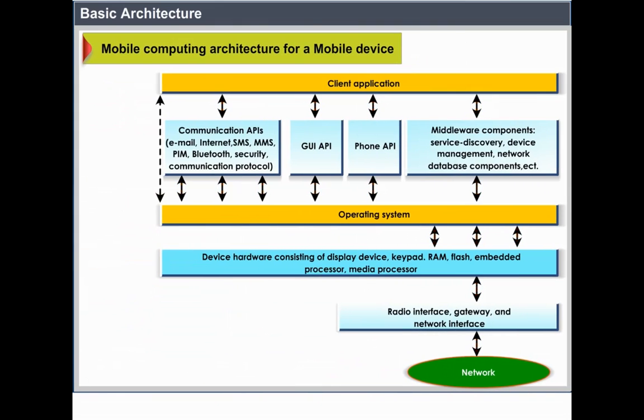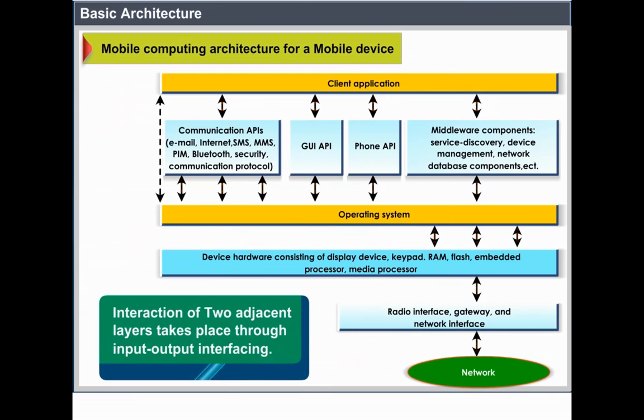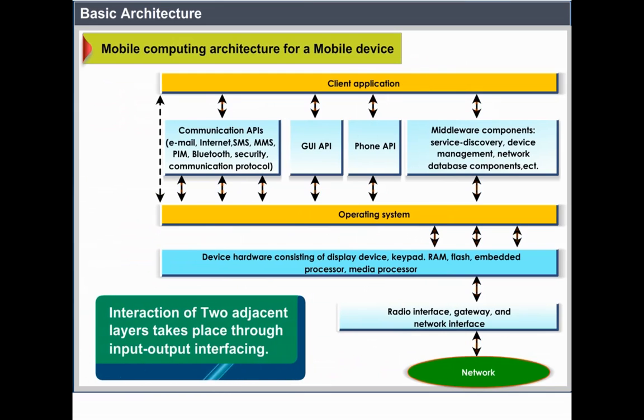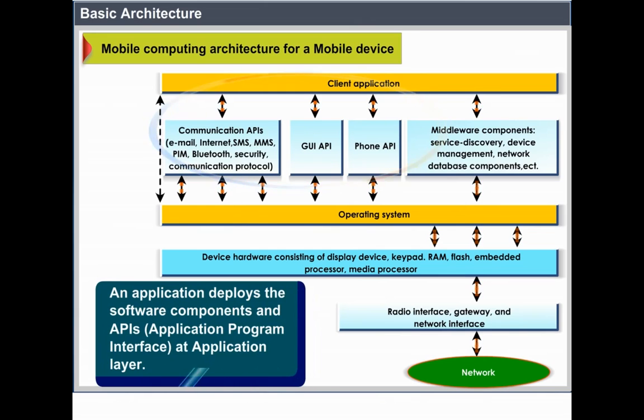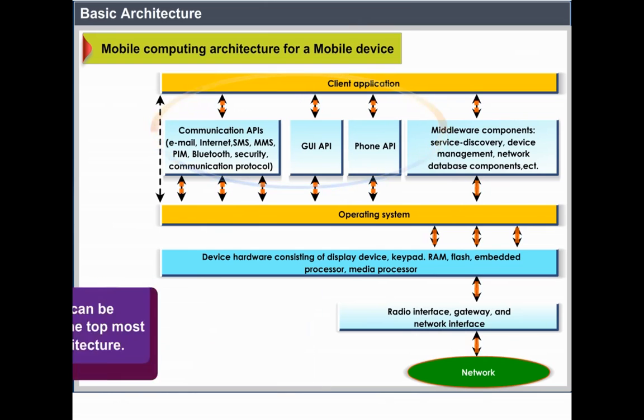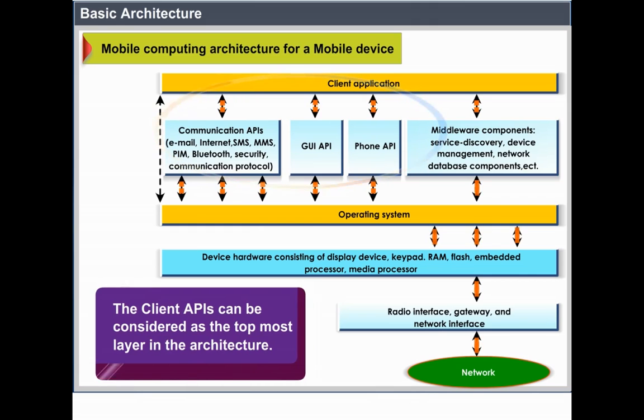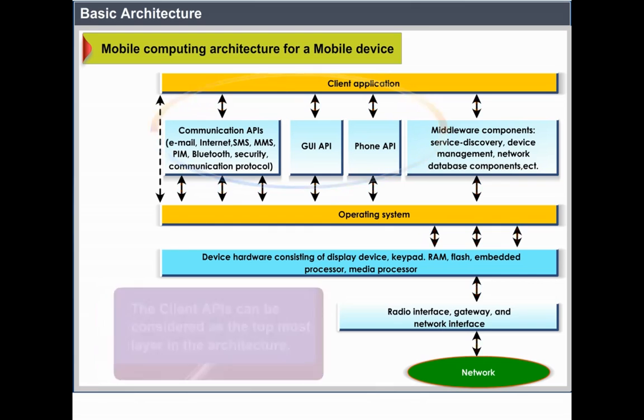Mobile computing architectural layers. Two adjacent layers interact with each other through input-output interfacing. An application deploys the software components and APIs, application program interface, at application layer. The client APIs can be considered as the uppermost layer in the architecture.